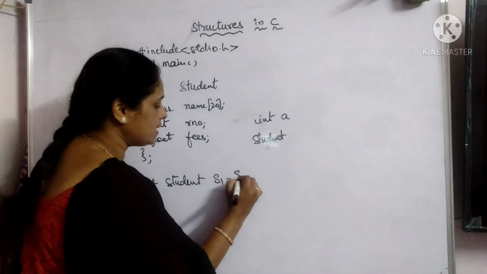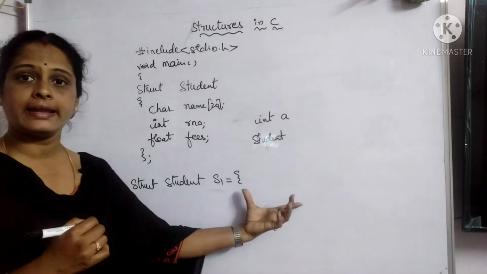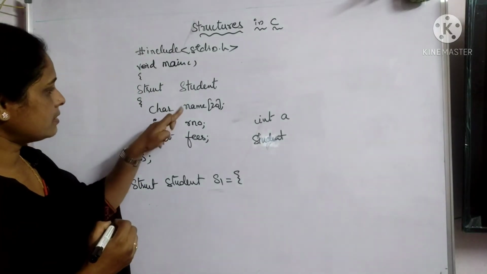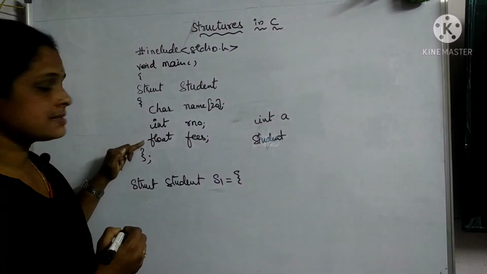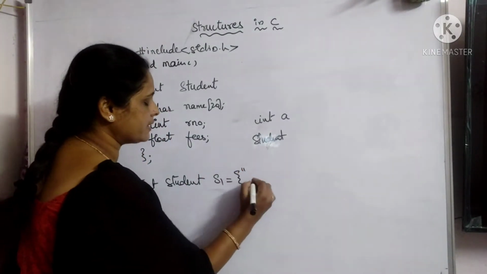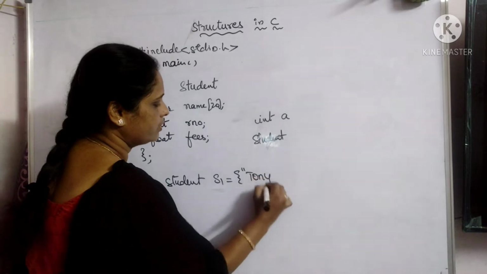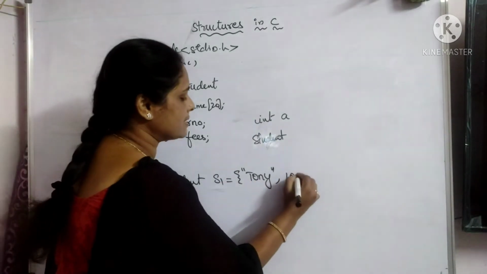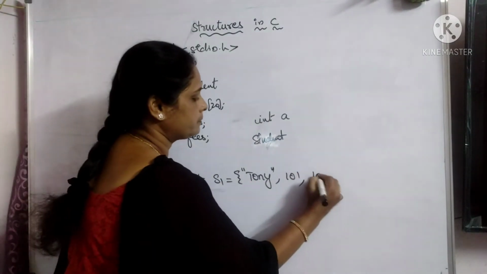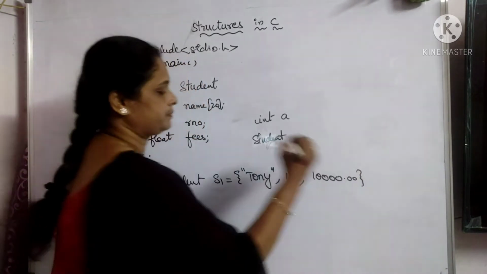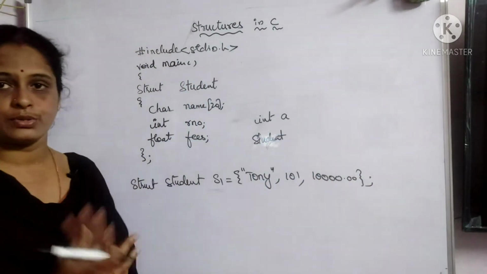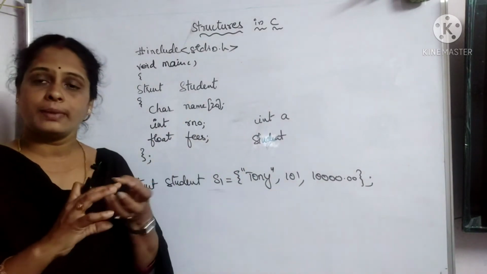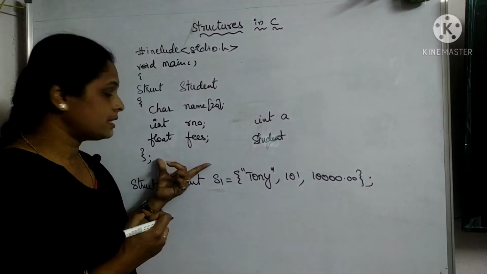Or I can even initialize here only. I have declared a variable and I can even initialize here only. How? What is the series here? Name, roll number and fees. That is character, integer and float. So first comes name. So let me write it here. Some name, Tony, with inverted commas, because it is a string type of data. Then roll number, some 101. Then comes fees, some 10,000. Okay, and you can end here also. This is one method of initializing these elements.